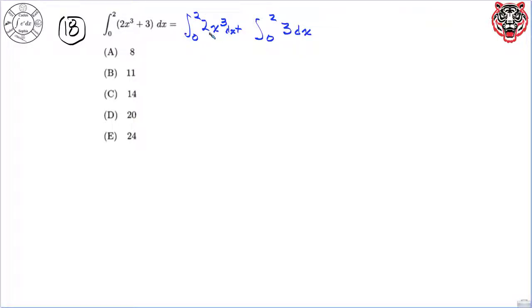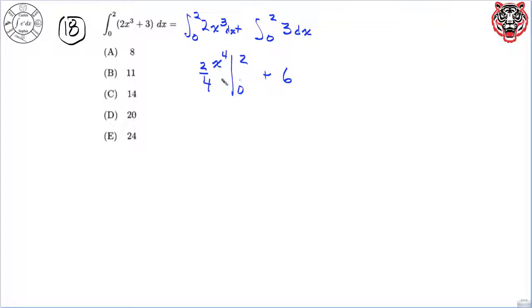So what is this guy? If I take the antiderivative, this can go up to the power of 4, x to the power of 4, divide down, so it's 2 over 4. The 2 is still there from last time. And that's evaluated between 0 and 2, plus this guy. This guy is just a constant, so again, the rule is b minus a times the number, so 2 minus 0 is 2. 2 times 3 is 6.